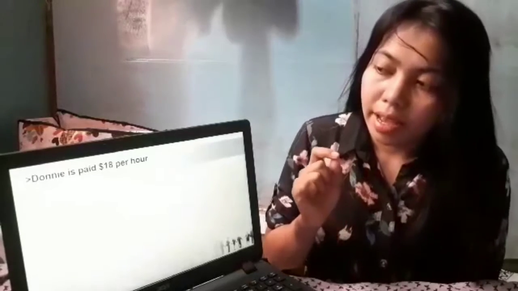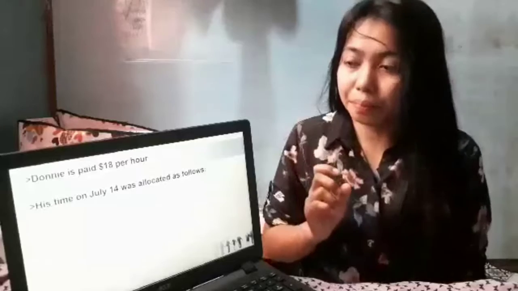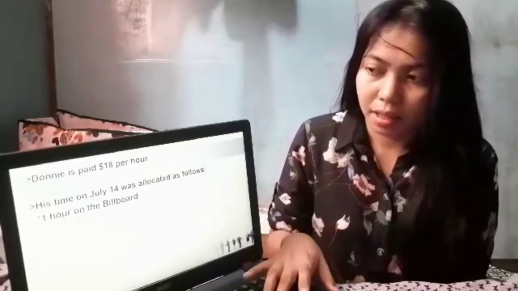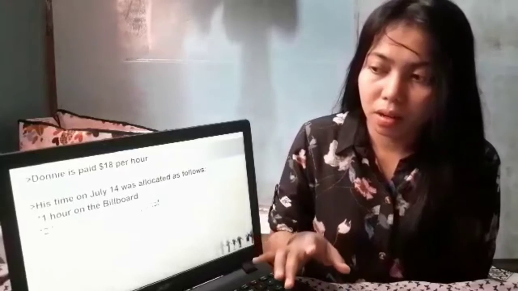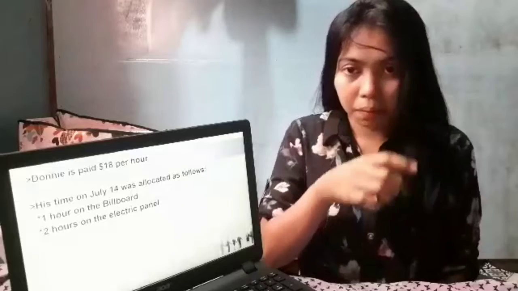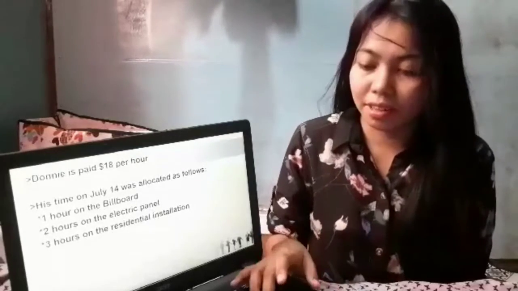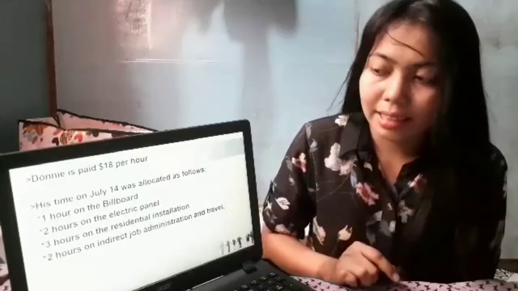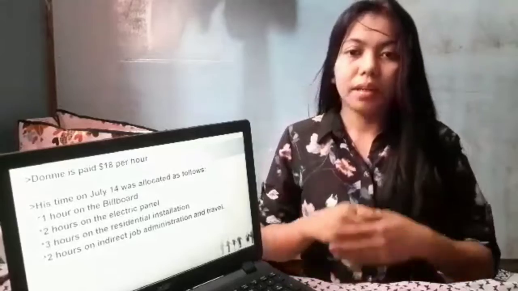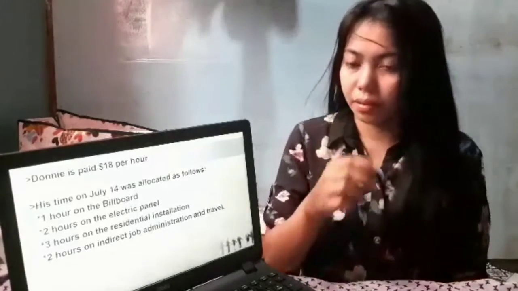Donny is paid $18 per hour, and his time on July 14 was allocated as follows: 1 hour on the billboard, 2 hours on the electrical panel, 3 hours on the residential installation, and lastly, 2 hours on indirect job administration and travel, such as filling out his time report and things of this nature.